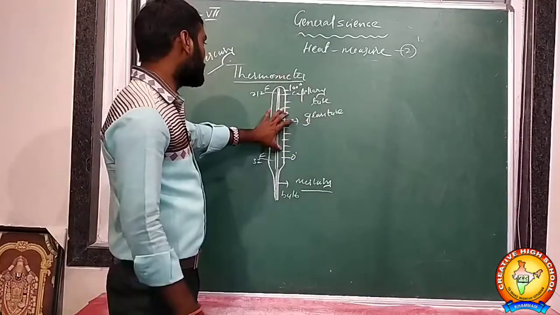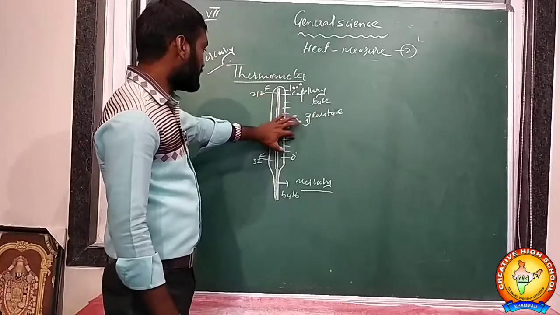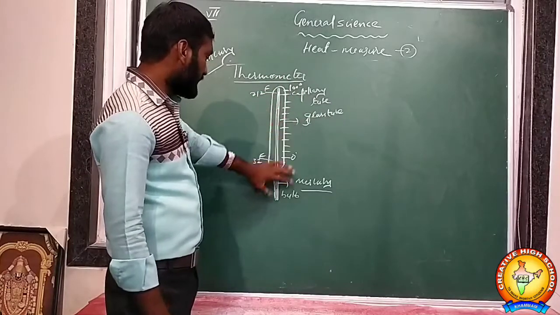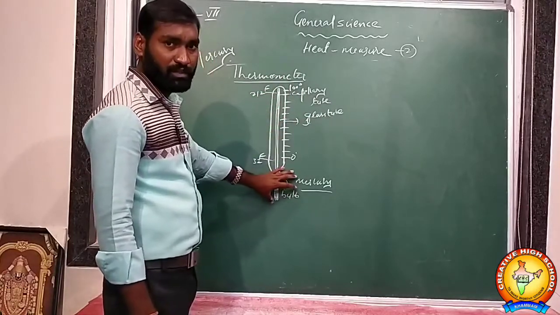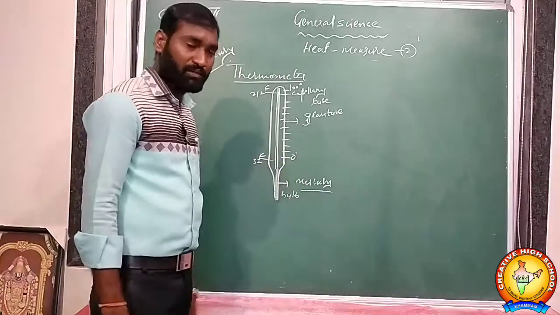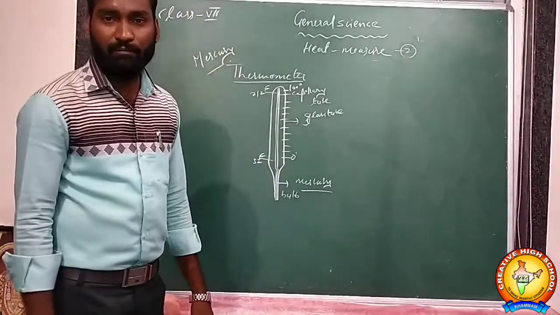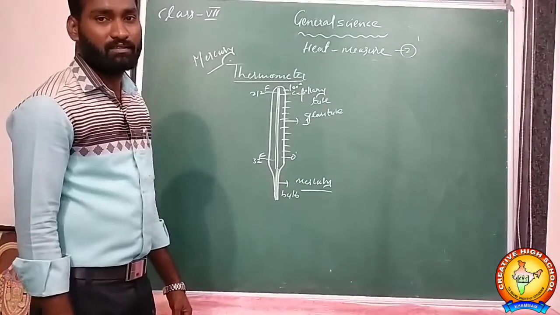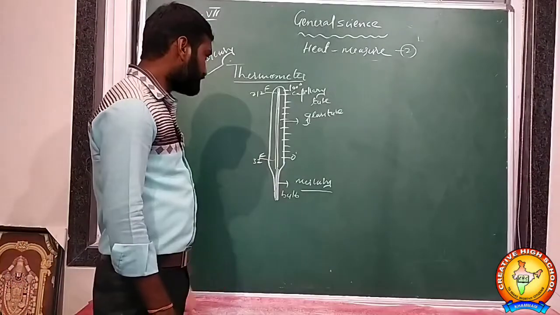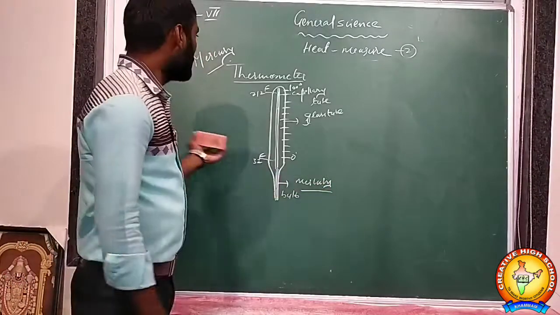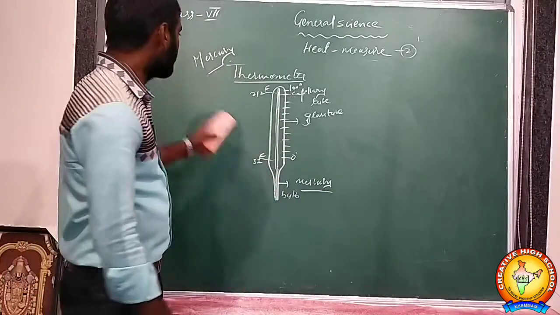So the glass tube, the capillary tube, the measurements will be taken on both sides, and this is the bulb. The bulb contains mercury. What is the color of mercury? Silver color. So this is about the mercury thermometer.